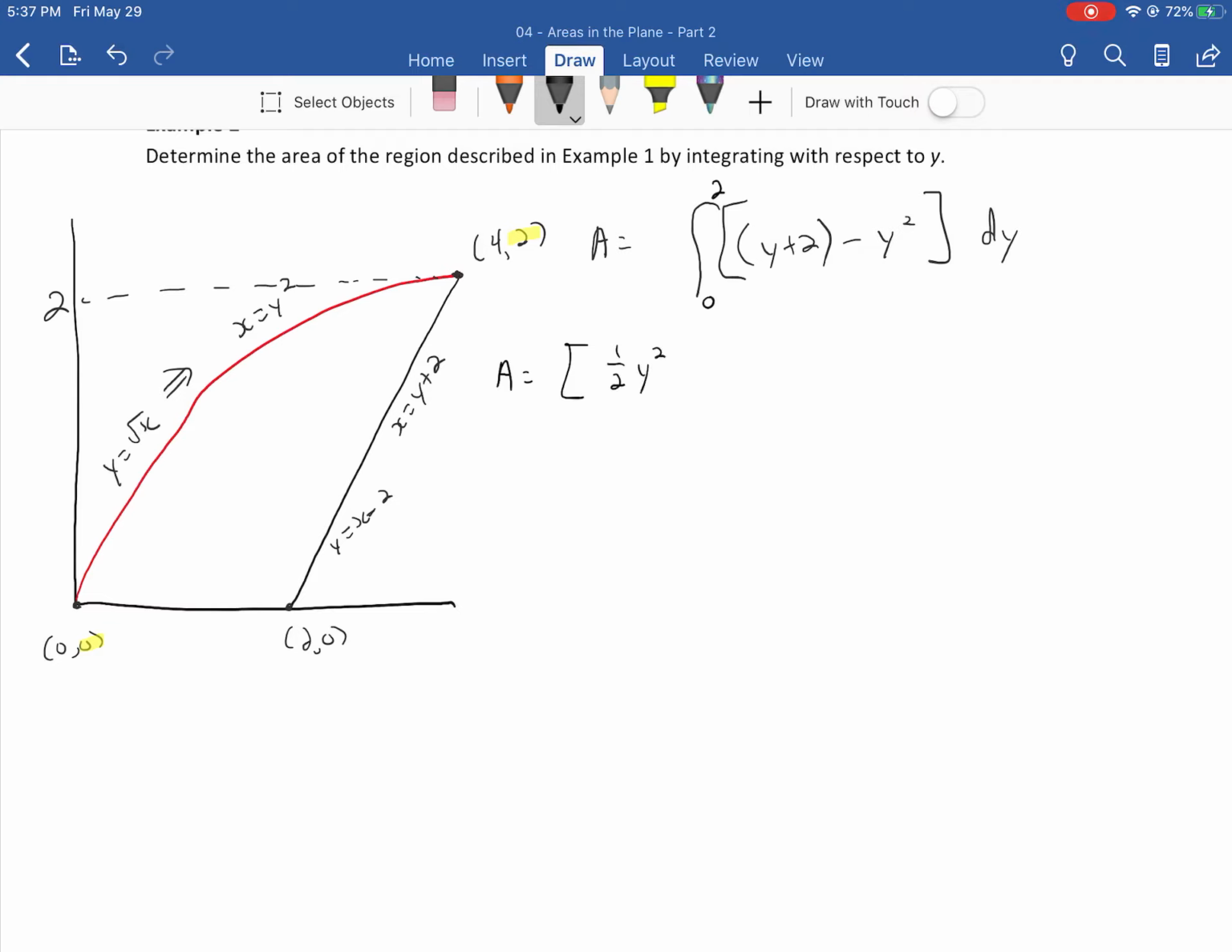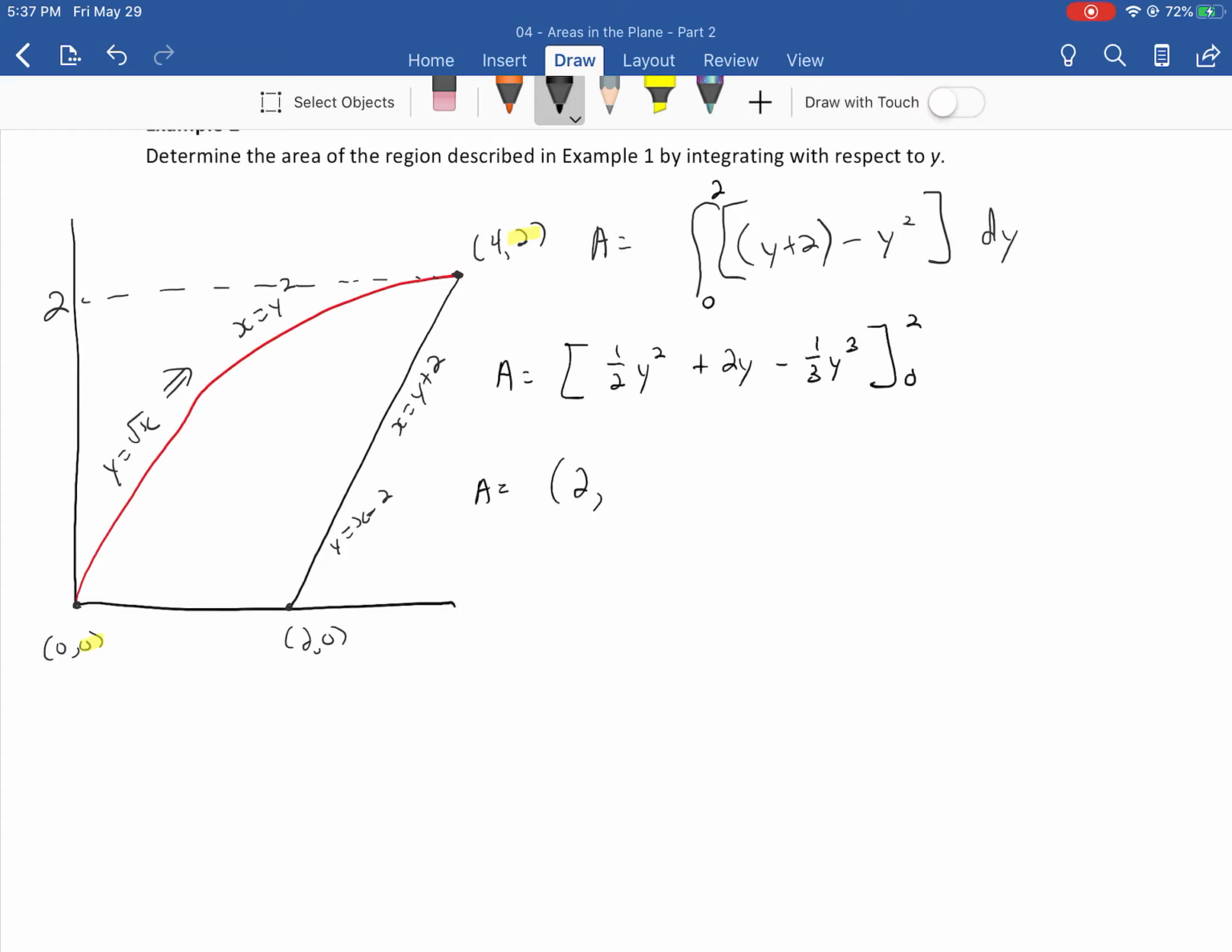Let's see. Antiderivative of y is 1/2 y squared. Didn't forget the squared that time. Antiderivative of 2 is just 2y. And the antiderivative of negative y squared is negative 1/3 y cubed. And I'm doing that between 0 and 2.